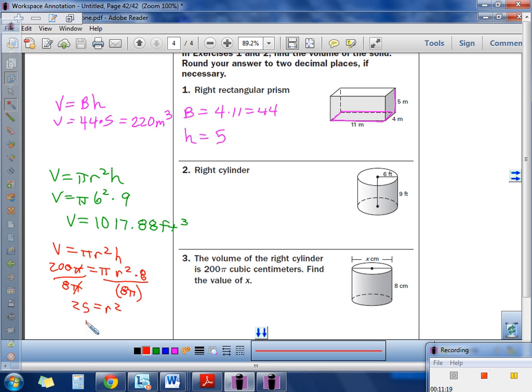And what squared is 25? You should know that is 5. Well, if the radius is 5, you have 2 of them up here in this picture. 5 plus 5 is 10 centimeters.